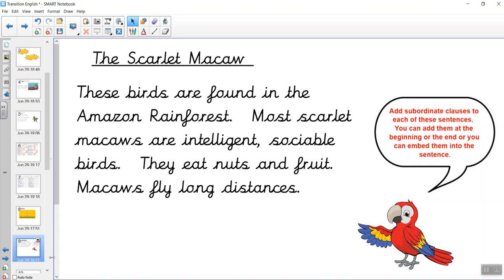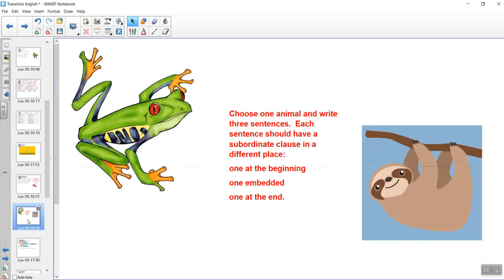Okay, if you've done that, it would be really good if you could send that to me so that I can see it. But before you do, there's one more job. You've got a choice now. You can choose one of these animals. So you've got a red-eyed tree frog or a sloth.